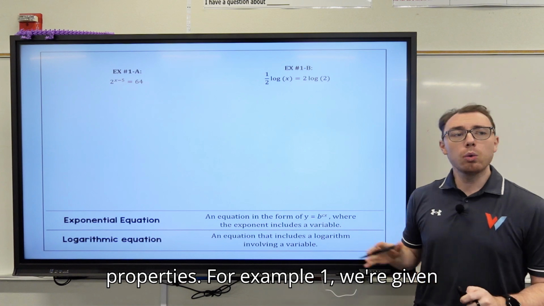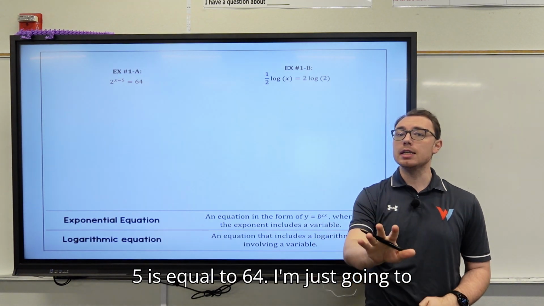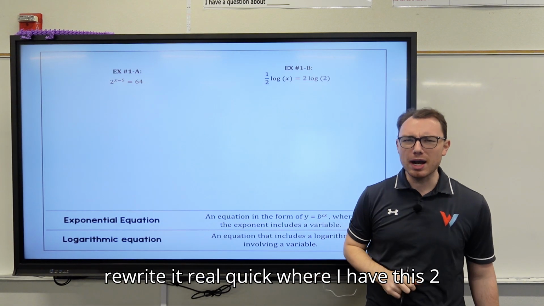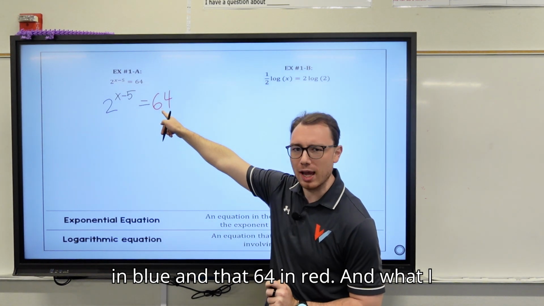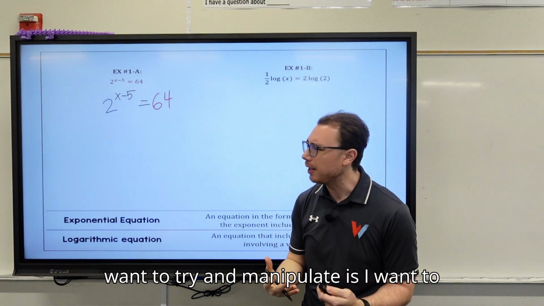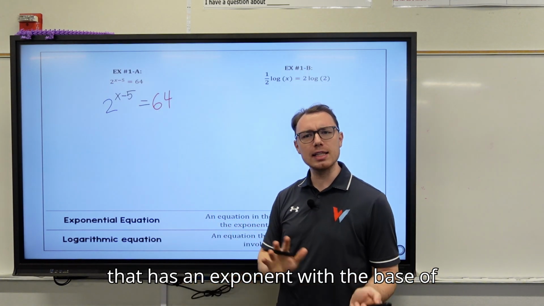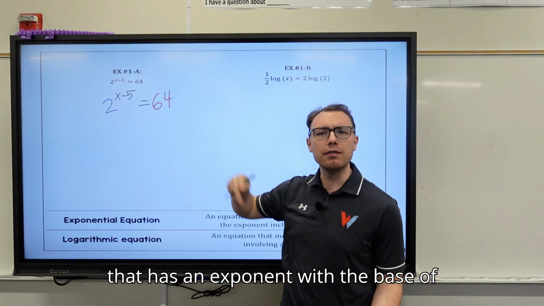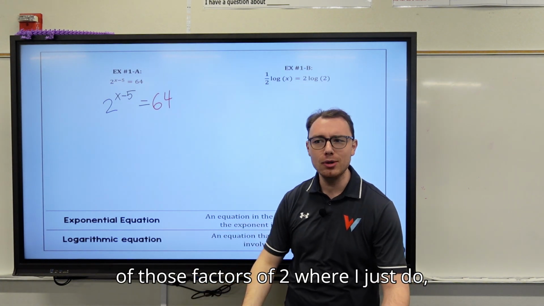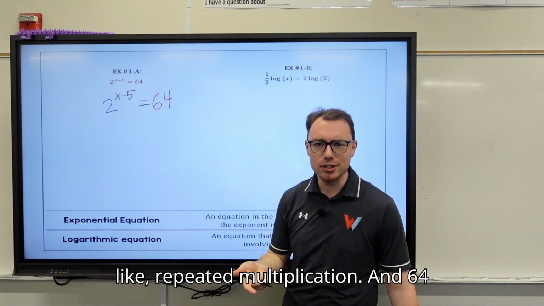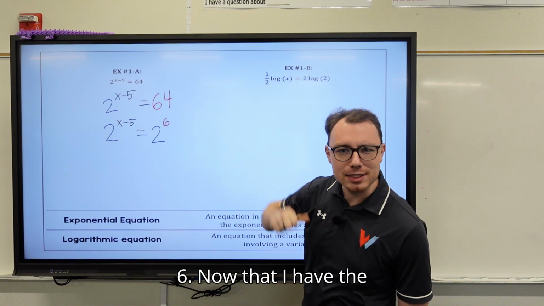For example 1, we're given 2 raised to the power of x minus 5 is equal to 64. I'm just going to rewrite it real quick, where I have this 2 in blue and that 64 in red. What I want to try and do is make this 64 into something that has an exponent with the base of 2. Well, I know 64 is going to be one of those factors of 2 where I just do repeated multiplication. And 64 happens to be 2 raised to the power of 6.